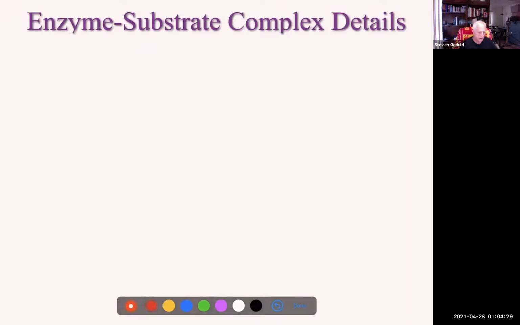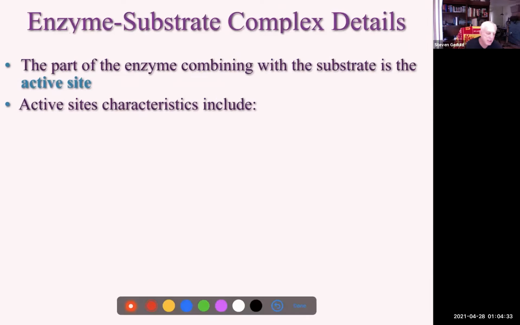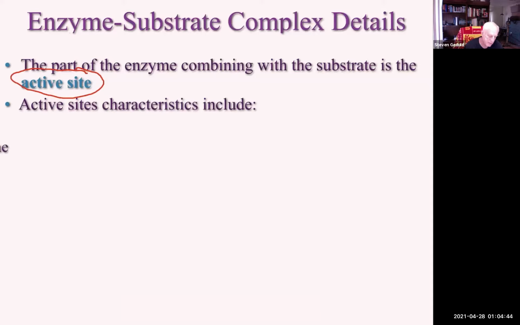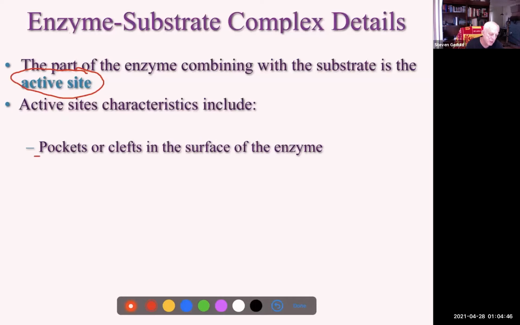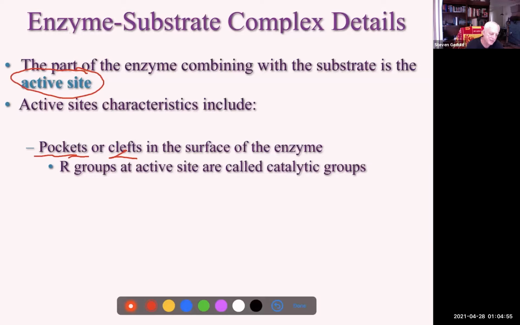All right. The part of the enzyme combining with the substrate is what's called the active site. That's where the substrate binds to the enzyme. We have different characteristics of this active site. It's in a pocket or a cleft where the substrate can fit. There are R groups at the active site. Those are called your catalytic groups.